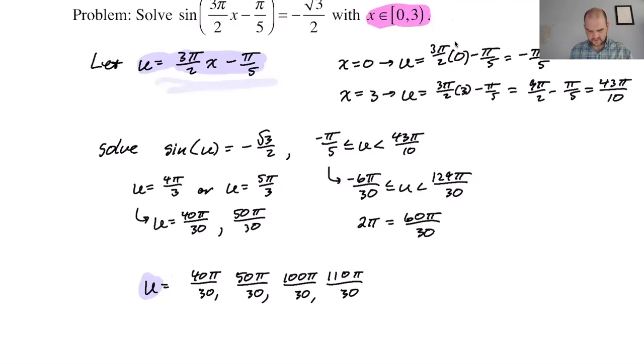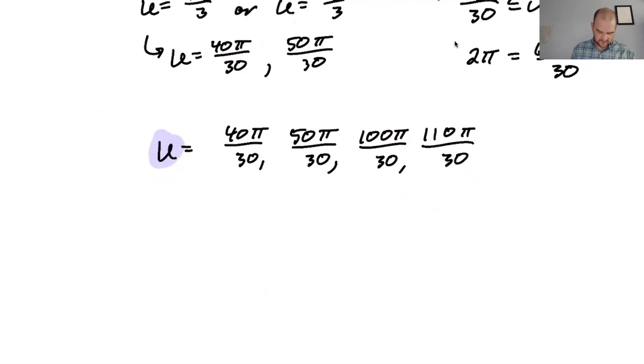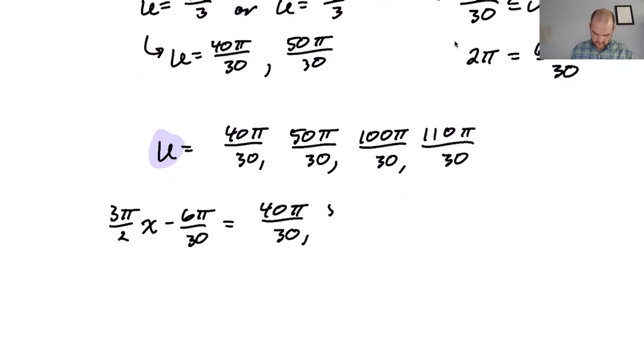I don't need to do this, but I'm going to rewrite this as something over 30 to begin with, because it's just going to make life easier. So (3π/2)x minus π/5, so minus 6π/30, equals all of these things: 40π/30, 50π/30.